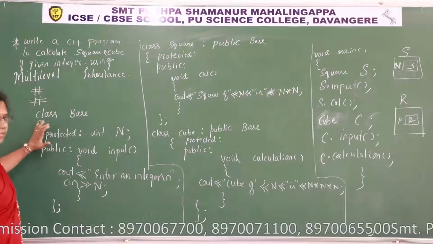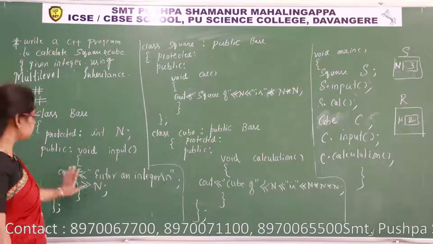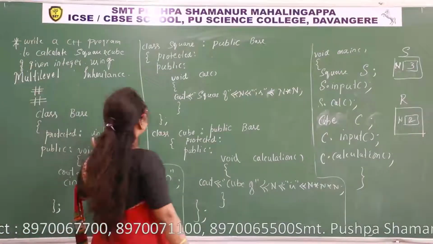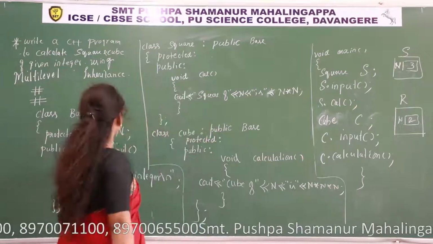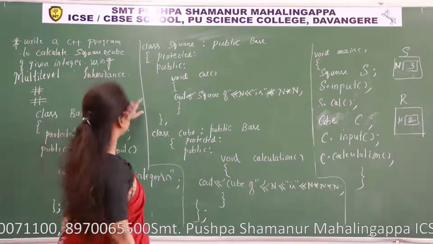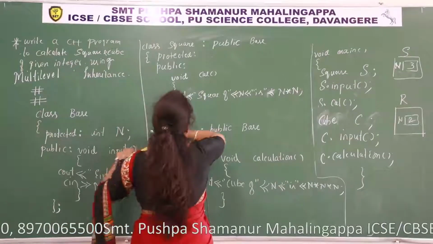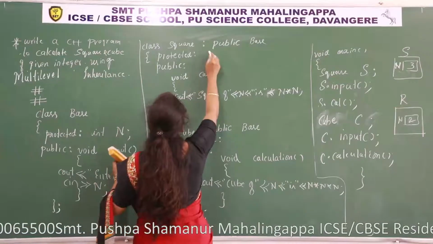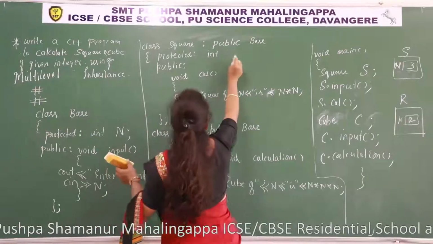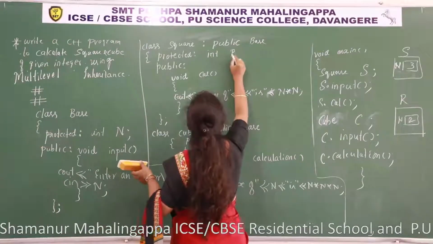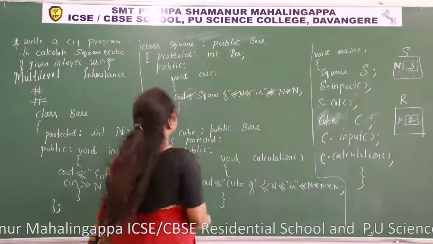See here, this is a base class and the things are same here. I'll take square as a derived class which is derived from the base class. Now I'll take a data member here, int result.